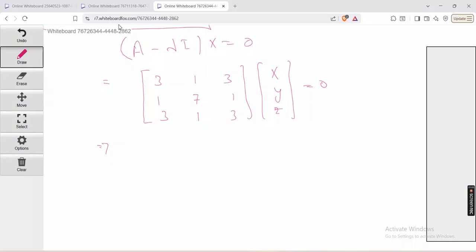Now put it in the equation form. 3x plus y plus 3z is equal to 0. We have x plus 7y plus z is equal to 0. We have 3x plus y plus 3z is equal to 0. Again, we can check these two equations.